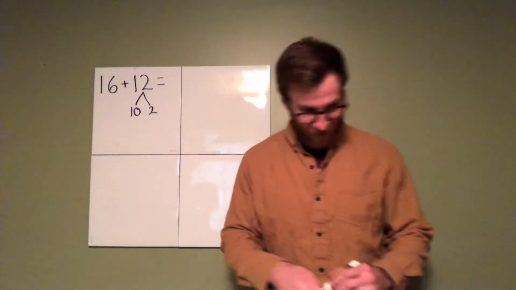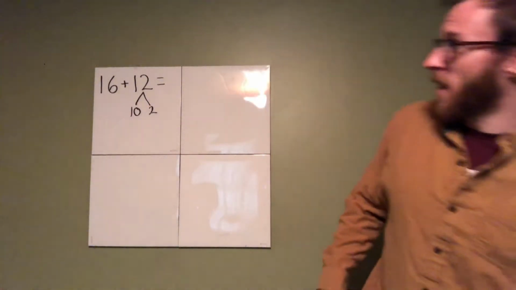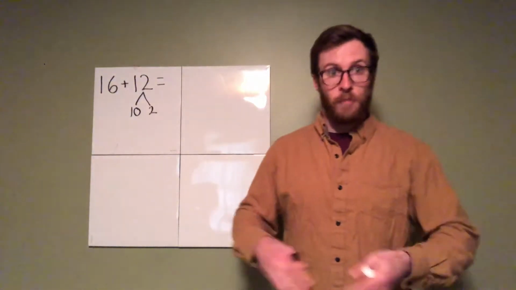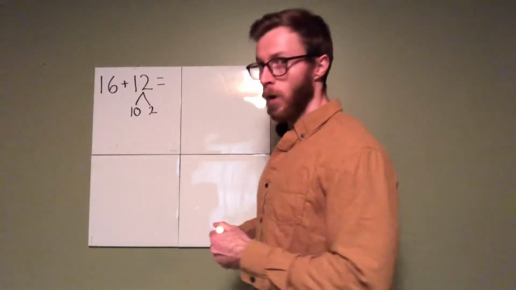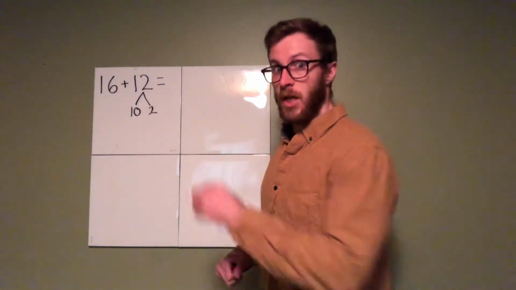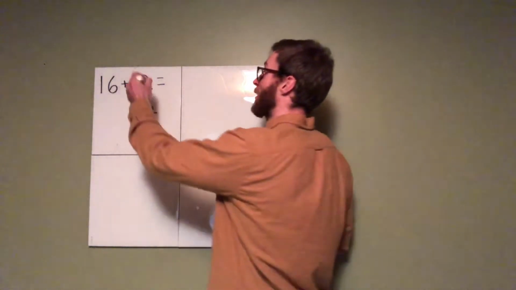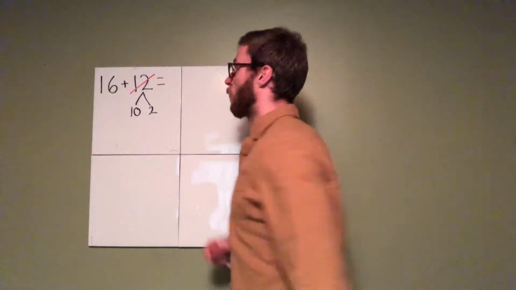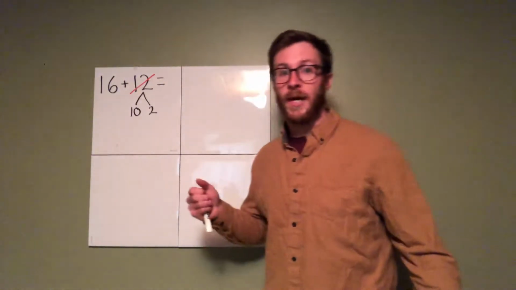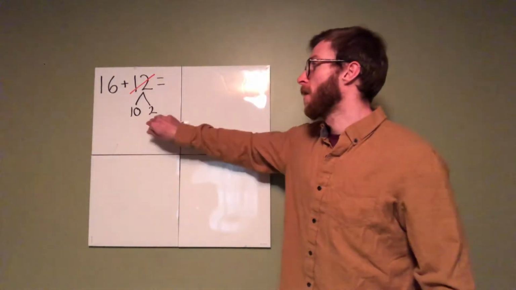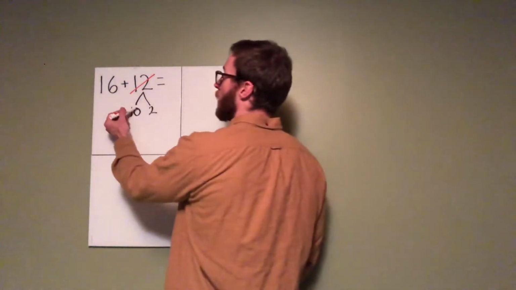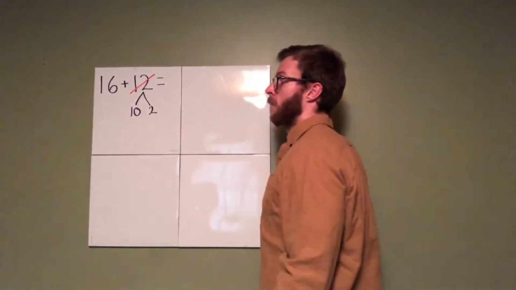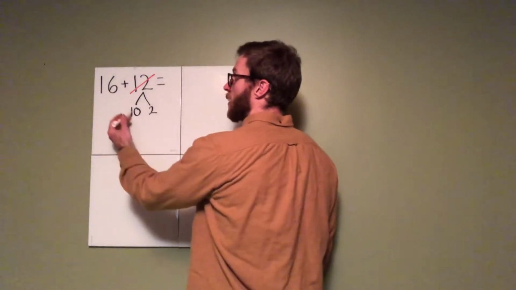Now remember, if I break my 12 up into 2 separate groups, do I have a 12 anymore? Nope, I don't. So what am I going to do with that 12? I'm going to cross it out. Oh, we don't have a group of 12 anymore. We took that group of 12 and split it into a group of 10 and a group of 2. Now, I want to add my tens together. I have 16 plus 10.